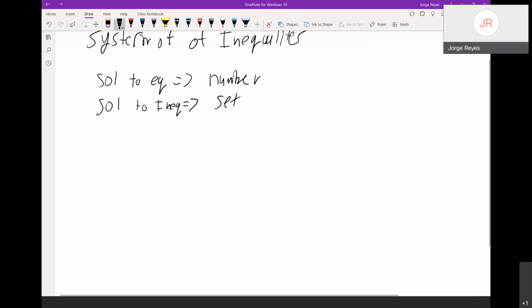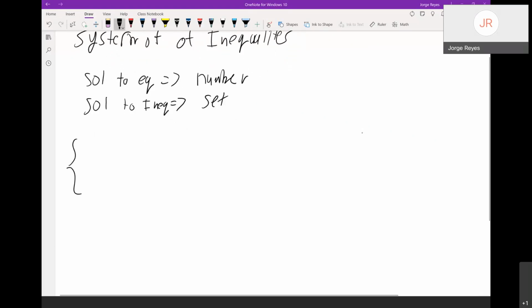Here, it's so hard to describe that we're just going to draw pictures instead, which is kind of why I like this section. Okay, so let's solve this system. It's a system because it has two equations, but they're not equations. This is a system of inequalities, so it has two inequalities.